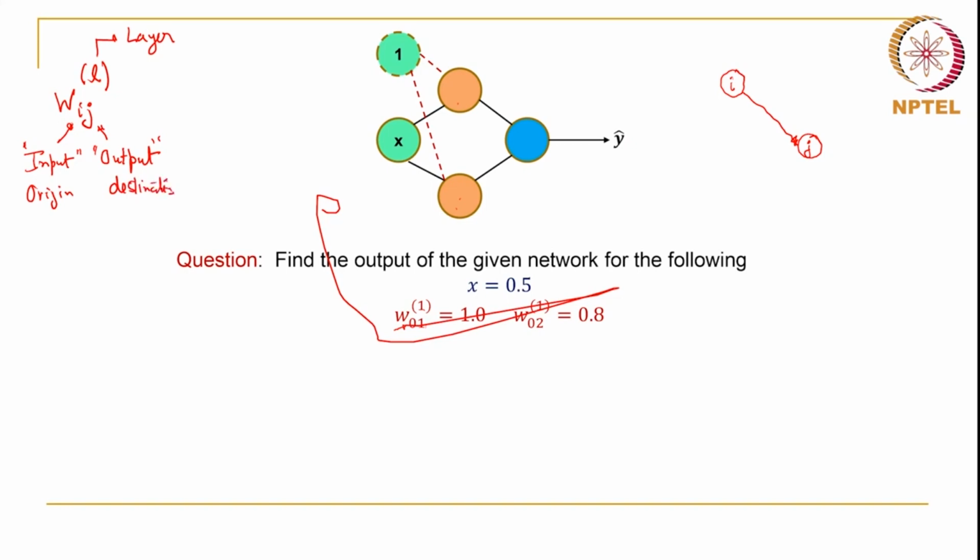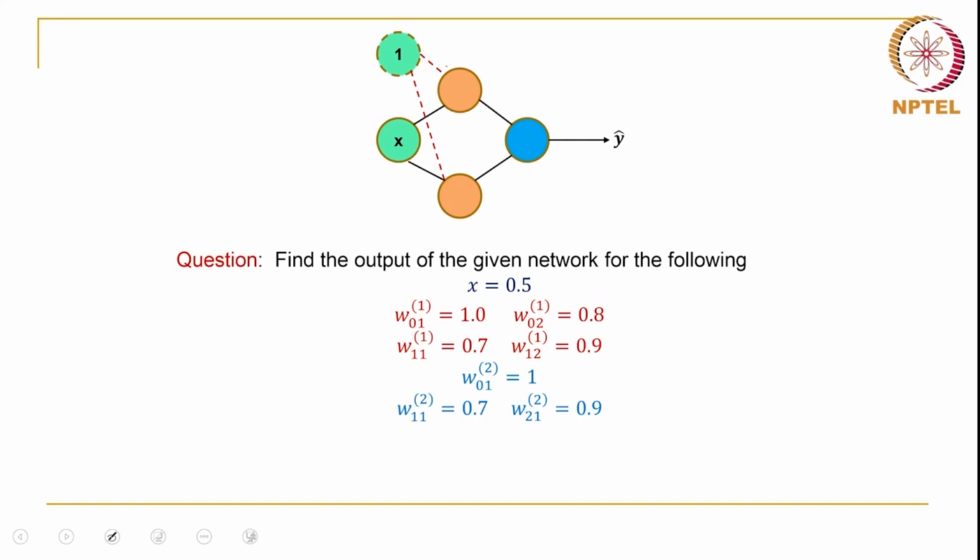So for example, when I say W01, what I mean is I start with the 0th neuron, this one, go to the first neuron of this layer. Remember, there is going to be a 0th bias unit here also. Okay. So 0th neuron here, first neuron here, this weight is 1. Okay. So this one, for example, would be W_01^(1). What will I call this? Can somebody tell me?